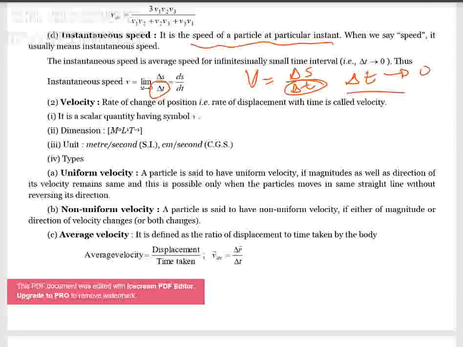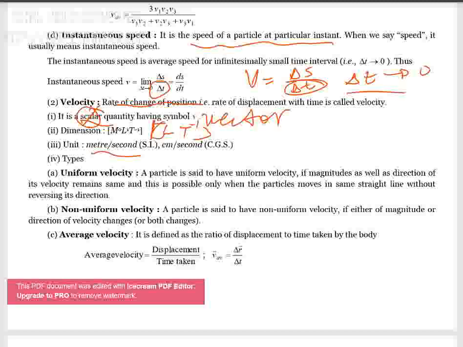The second one is velocity. Velocity is the rate of change of position, that means the rate of change of displacement. It's not scalar, it is a vector quantity. The dimension is L T to the power of minus 1, and the SI unit is meter per second. The types of velocity are many. Among these we'll see uniform velocity, average velocity, and instantaneous velocity.